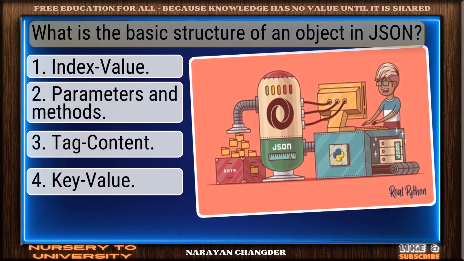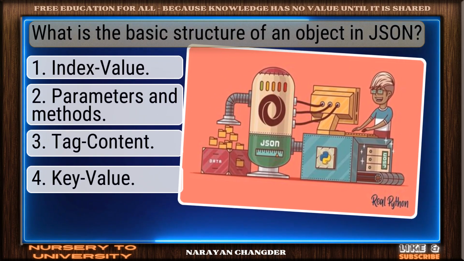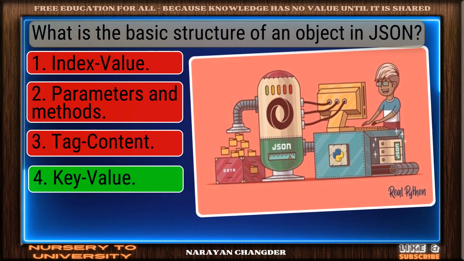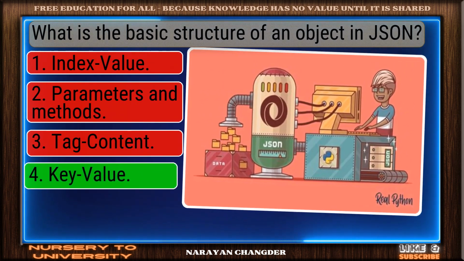Question number 36. What is the basic structure of an object in JSON? Nicely done. Key value is a solid answer.